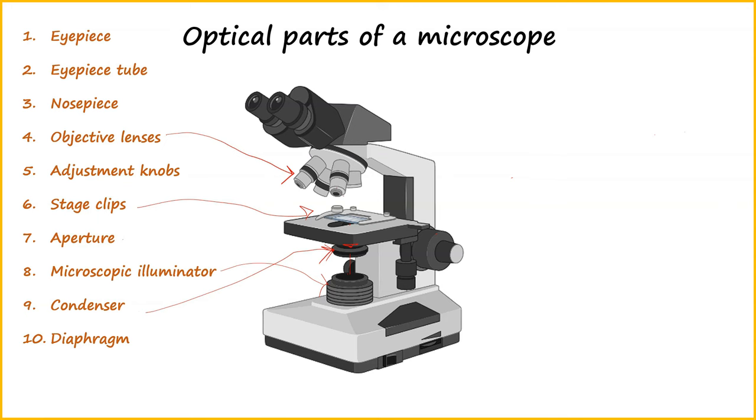And come to the next part, the rack stop. This portion is called the rack stop. It regulates the distance between the stages. This prevents the objective lens from being too close to the specimen slide, which could cause damage to the slide. It prevents the specimen slide from hitting the objective lens.